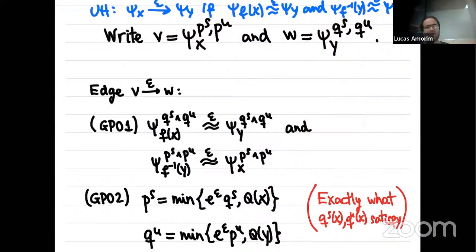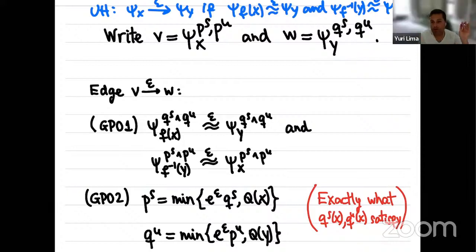Yuri? Yes? May I ask something? My question is kind of naive because I'm confused with the many objects lying around. You are absolutely right. When we write this edge, V to W with an epsilon on top of the arrow, we are fixing 1, 2, 3, 4, 5, 6, 7 things to write the edge: the X, the epsilon, the PS, PU, QS, QU, epsilon. Yes, so epsilon is fixed once and for all. So you are fixing 6 things.